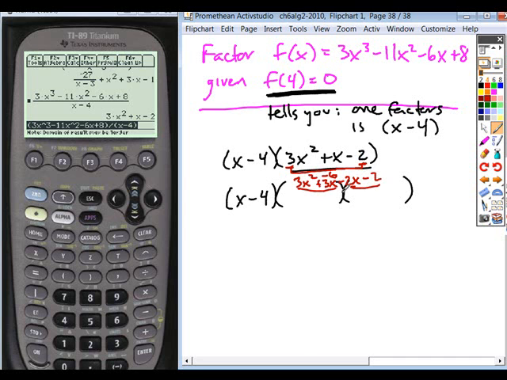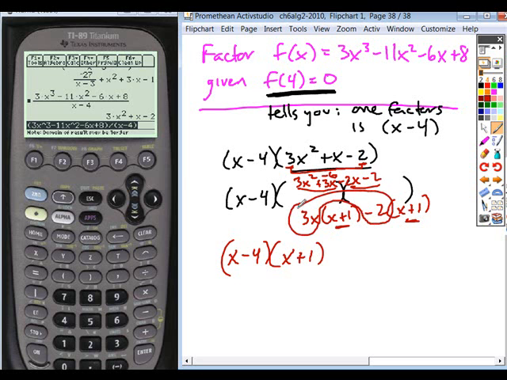Again, if we factor by grouping here, we get 3x times x plus 1 minus 2 times x plus 1. So we have an x minus 4. We have this common factor of x plus 1, and these remaining factors form the terms of 3x minus 2. So here would be your final set.